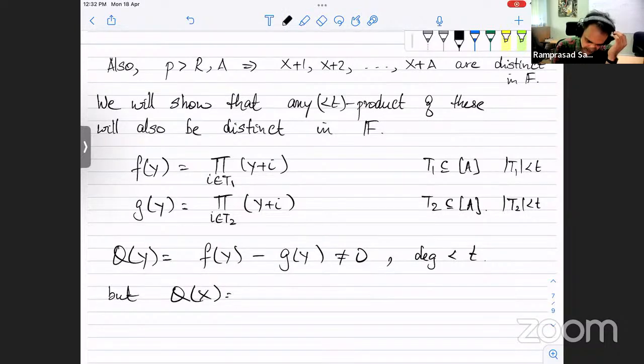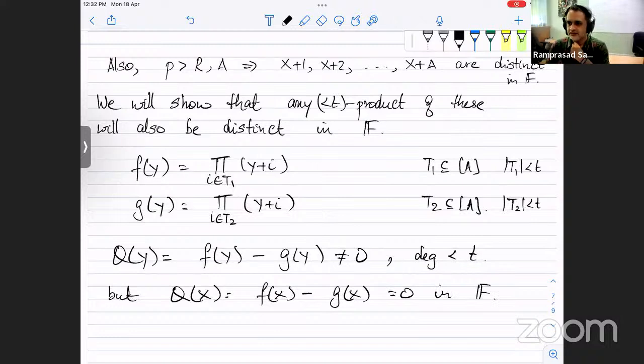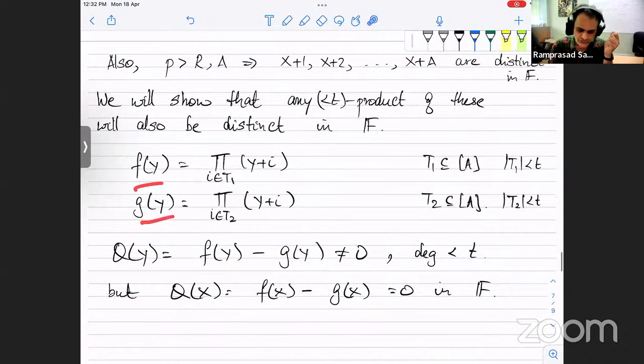q of x, which is equal to f of x minus g of x, this is equal to 0 in the field F. Because we are somehow trying to argue that these two, as elements of F, are distinct. But suppose not. Suppose someone told us that no, I have actually two different polynomials such that the difference actually happens to be 0 over the field F.